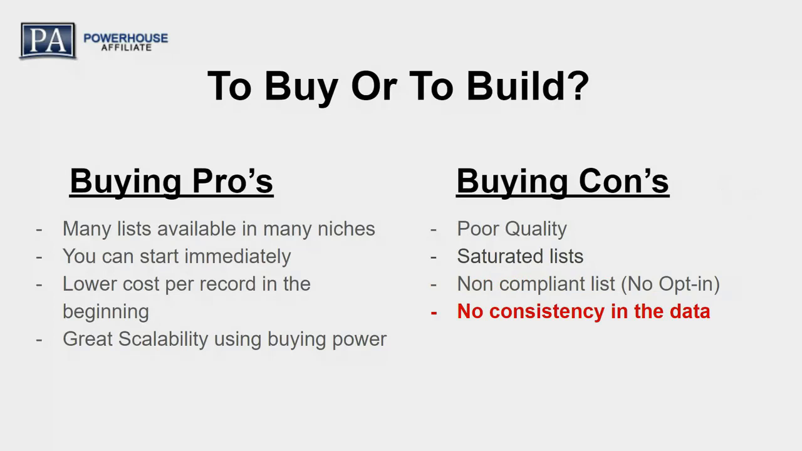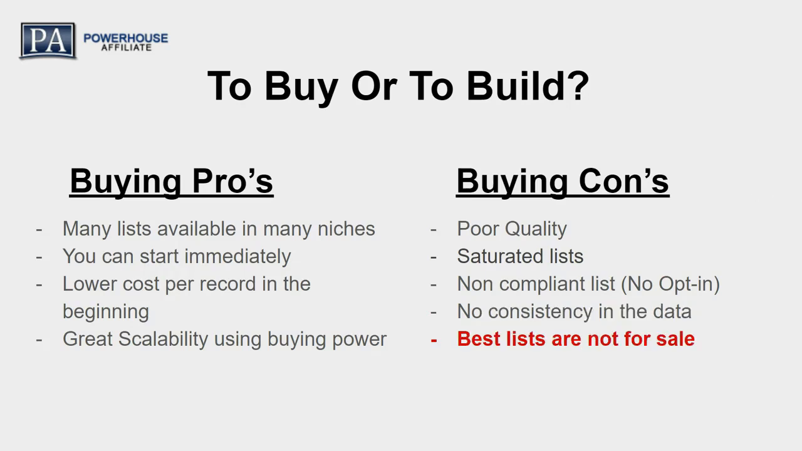There's no consistency in your data. You could buy a list one day from one guy. You could email out on it. It could do well. The next day, you could buy a list from him again. It could be completely different. Again, you don't know how these lists are being generated, and there's no guarantee that it's going to be the same every time you buy it.